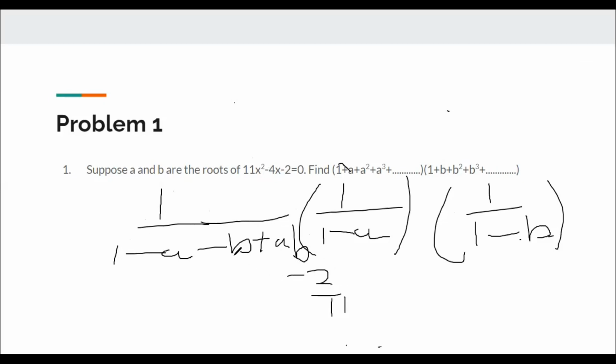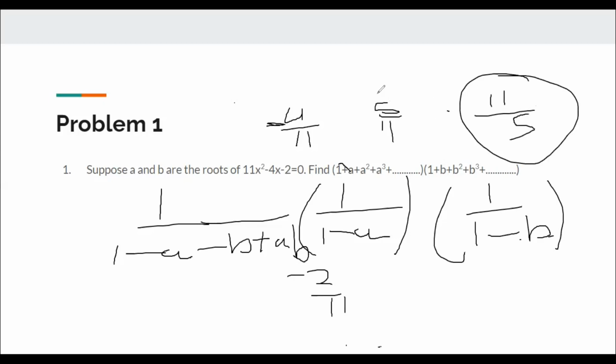And you want to find the negative, like -1 times the sum of the roots. And the sum of the roots is 4 over 11. So -1 times that is -4 over 11. So -4 over 11 minus 2 over 11, right? And then plus 1 is equal to 5 over 11. And then you could do 1 over all that, and that's going to be 11 over 5. So that's our answer, 11 over 5.